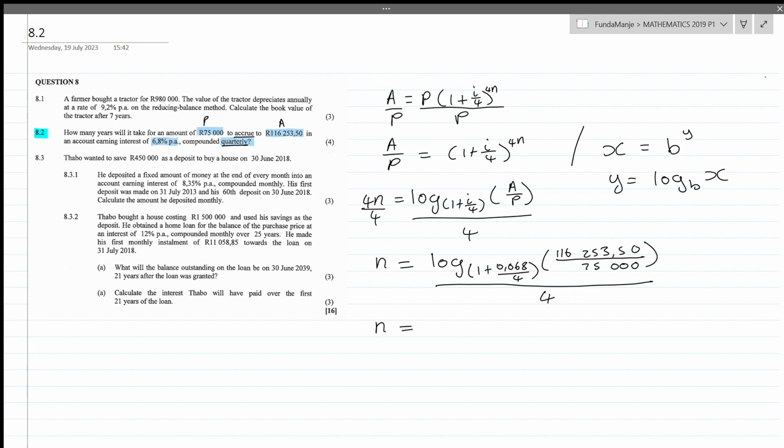This then gives us a value of 6.4999, which you can then turn into 6.5 years. And that's how you find the amount of time it takes 75,000 to grow to 116,000.